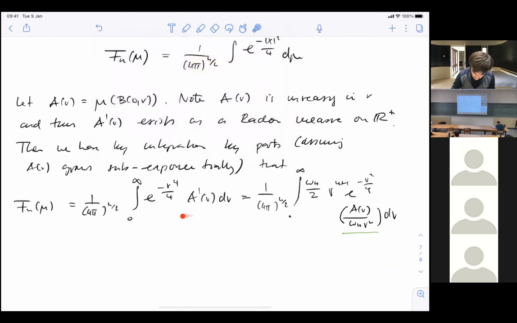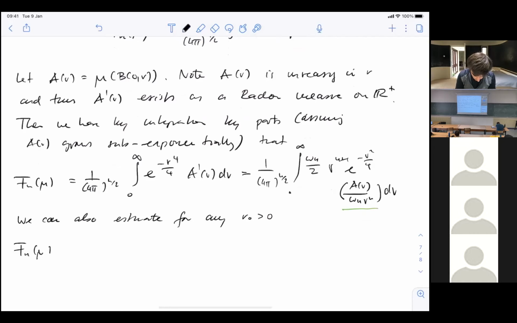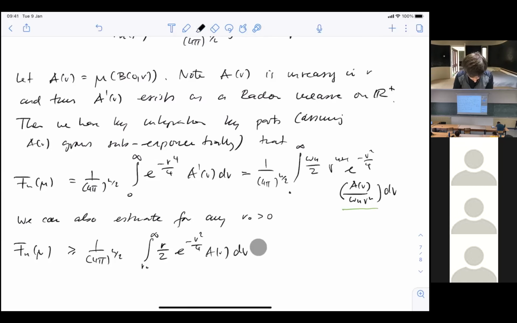Okay, now we can use this description here. We know A prime of r is always positive, so we can bound this from below. We can also estimate, for any r0 positive, that F_n of mu is greater or equal to 1 over (4 pi) to the n over 2 times the integral from r0 to infinity. Now we're using this directly. If you rewrite this, you just get r over 2, e to the minus r squared over 4, A of r dr, just canceling these factors of r, which I put in artificially here.